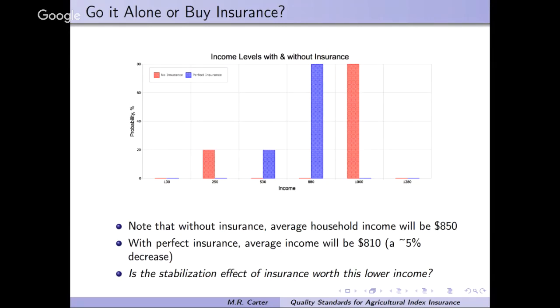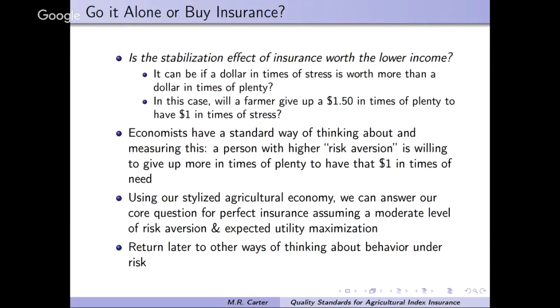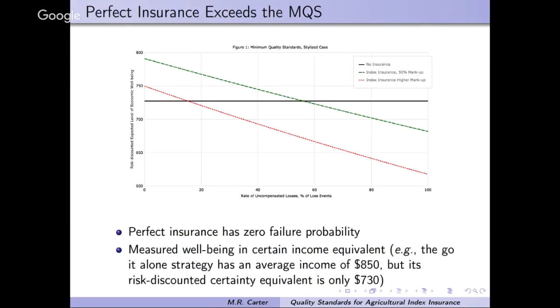And the question is, would the farmer actually be better off giving up some income on average in order to have the stabilization effect, meaning moving the outcomes in good and bad years closer together, rather than having a really negative year where income is only $250. So again, using standard economic concepts, we can use something called certainty equivalent to answer this question.